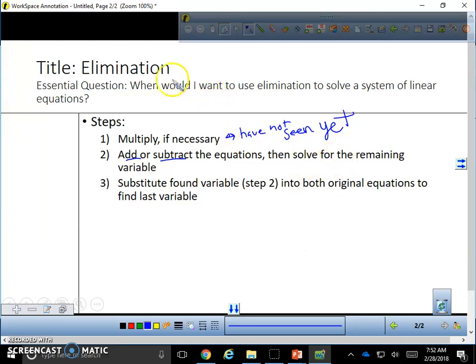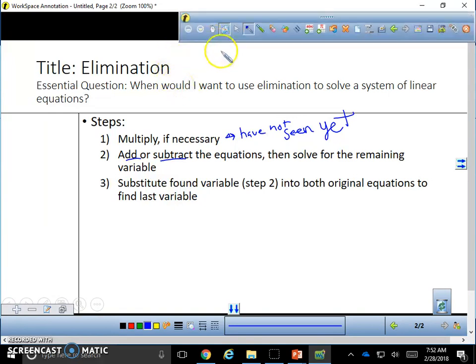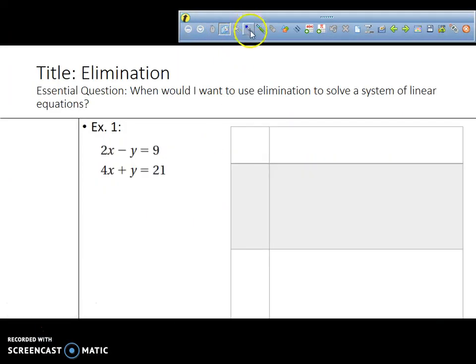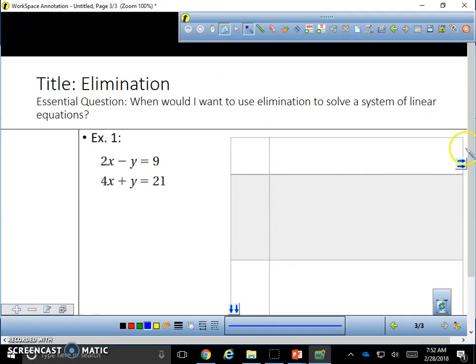Your essential question is, when would you want to use elimination? That's your big picture. When is this tool in your tool belt going to be useful? You're not always going to pull out a hammer when you're building something. It's going to be used for a specific thing, and you need to identify it. Let's go ahead and get started with example 1.